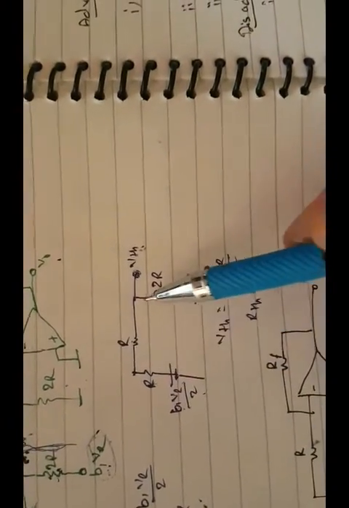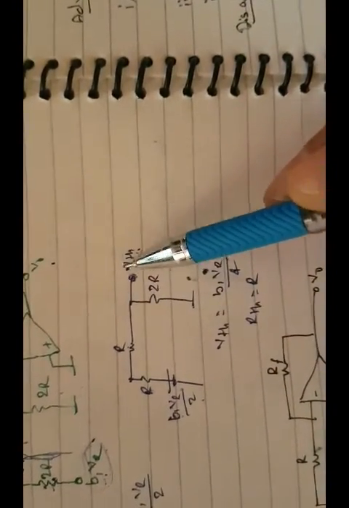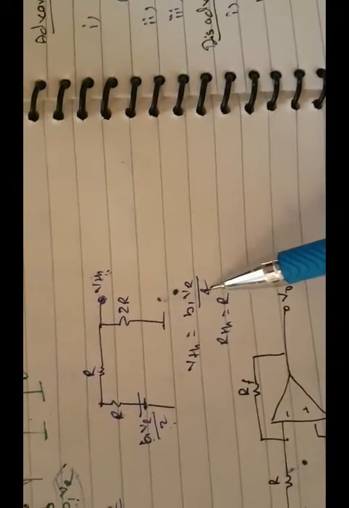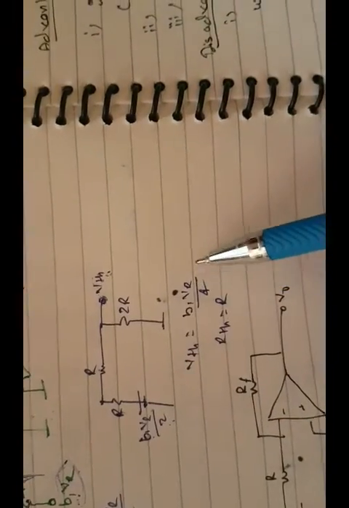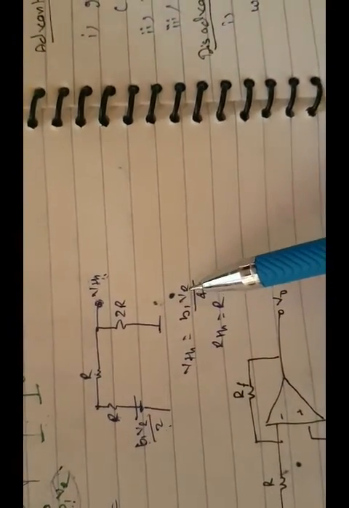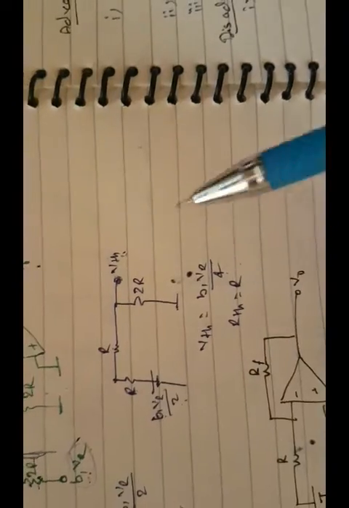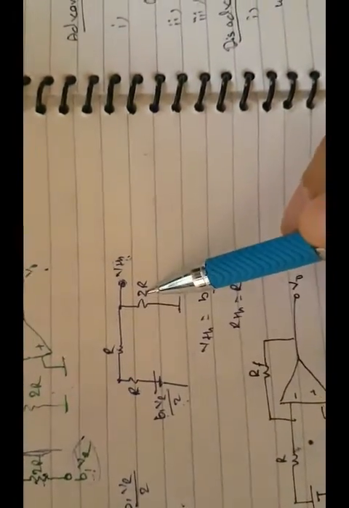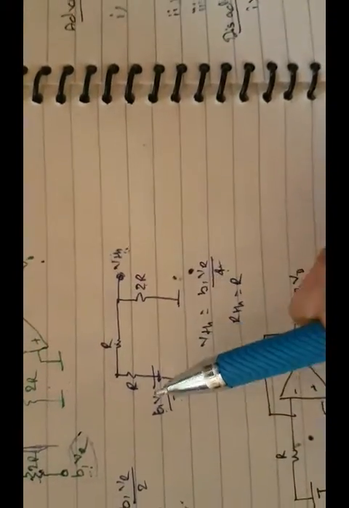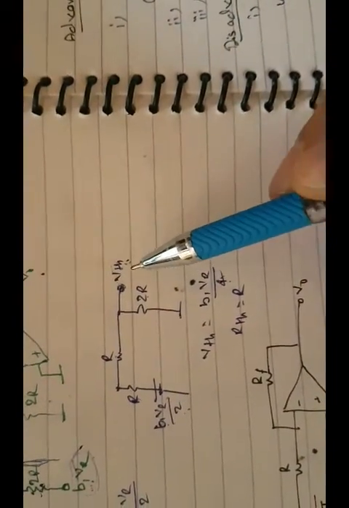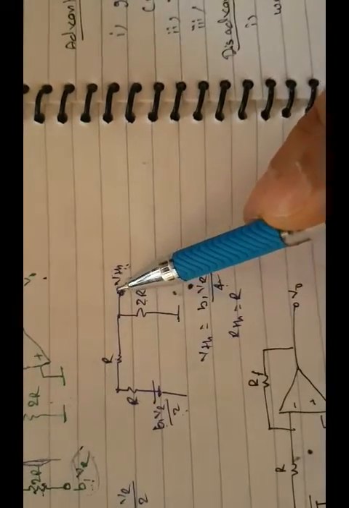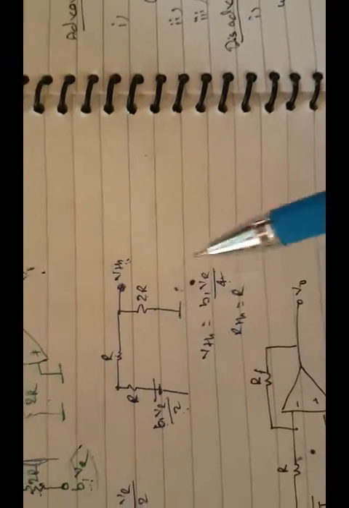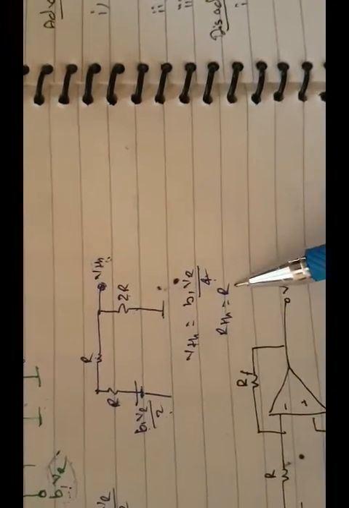Suppose this is VTH. Now these R and R in series, so total resistance is 2R. Now this is 2R and this is 2R. What is this VTH? VTH will be nothing but B1 VR by 2 into 1 by 2, which means B1 VR by 4, just half of this, because the same resistance 2R, so this voltage will be half of this. Now what is the equivalent resistance for this terminal? This 2R and 2R are in parallel, so equivalent resistance will be R.